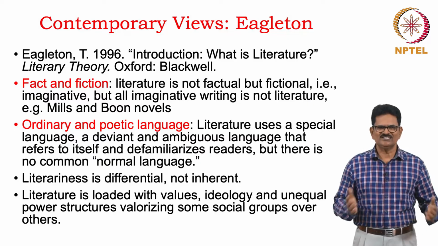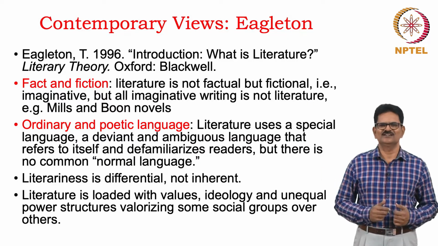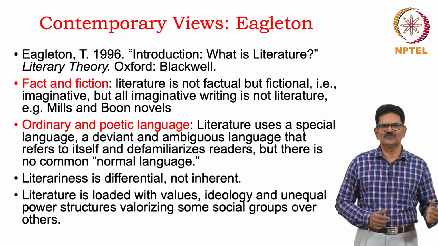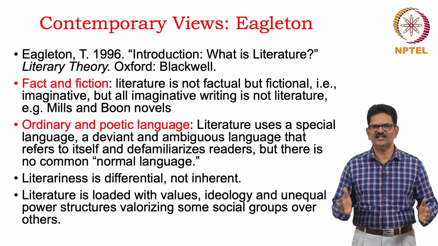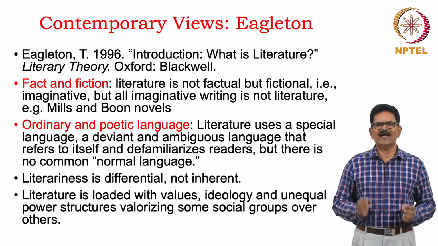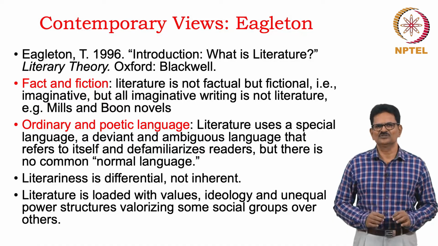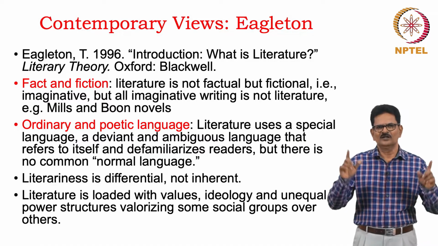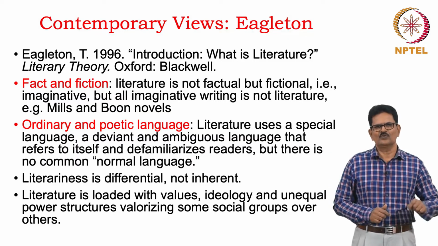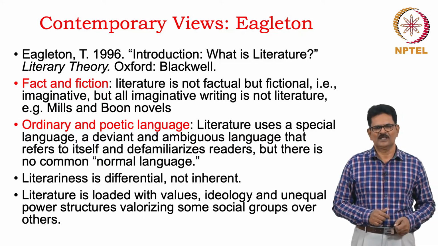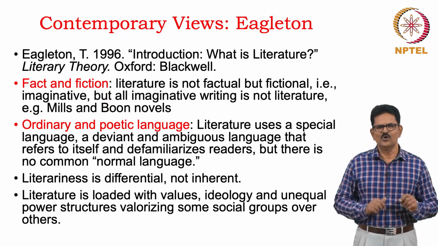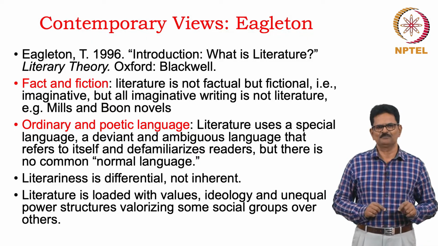Literature uses a special language, many writers agree, a deviant and ambiguous language that refers to itself and defamiliarizes readers, but many post-structuralist thinkers have now come to the conclusion that there is no common or what is known as normal language. If there is no normal language, then how can we have a deviant language? So how do we identify something to be literature, or how do we know what is called literariness?